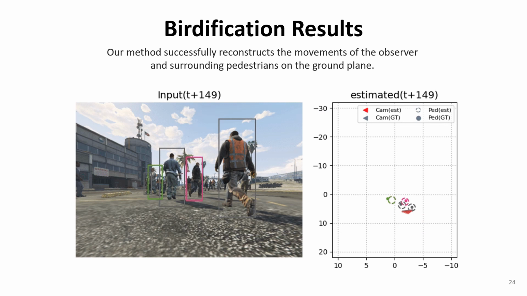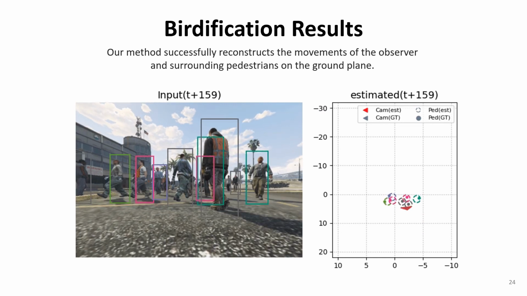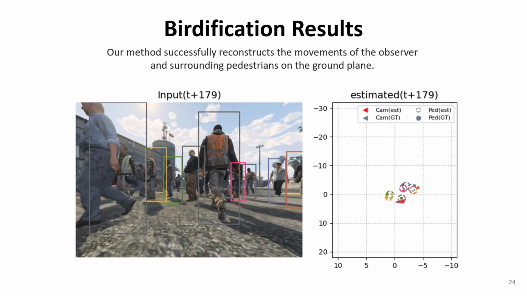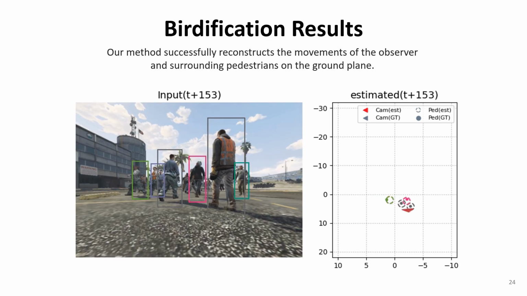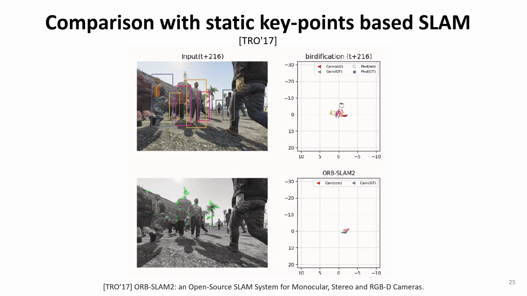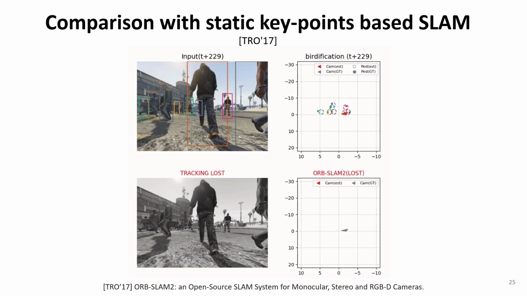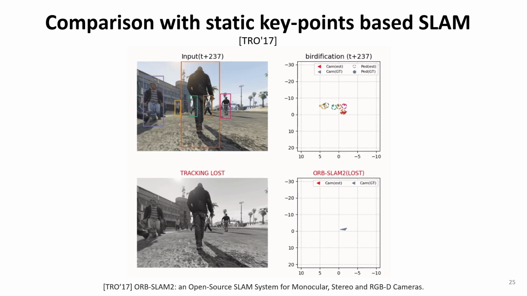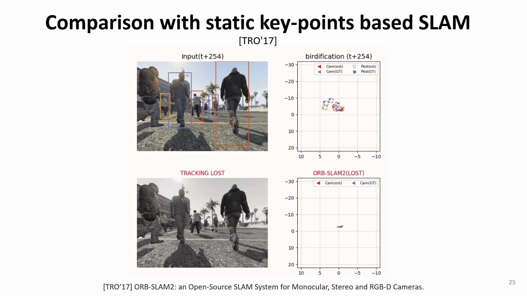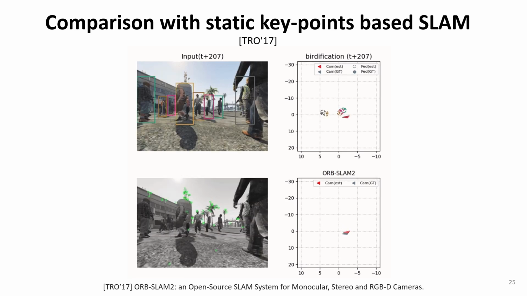As long as the observer sees a few people in his egocentric view, the method can continuously localize him and his surrounding pedestrians even in a dense crowd. Our geometric view birdification does not require any static background. In contrast, SLAM fails when static keypoints cannot be reliably detected and tracked. Our method successfully birdifies the views even in those challenging cases.